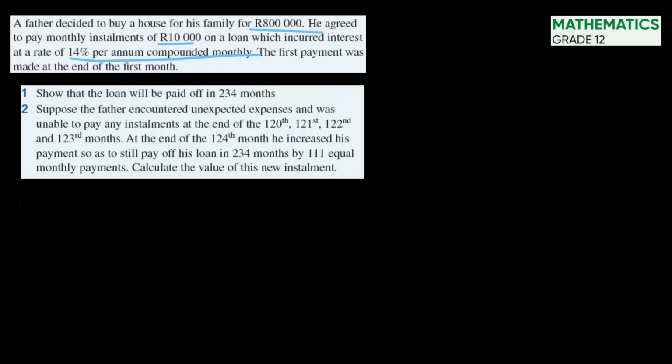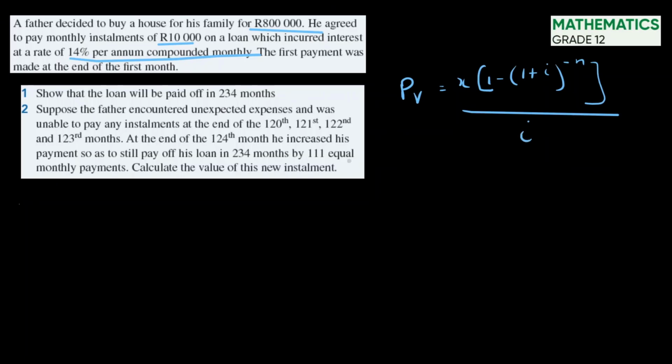So the first question says, show that the loan will be paid off in 234 months. Means that's the duration, or n. So far we have everything because you're dealing with present value. It's important that we write down the formula for present value. So it has to be entirely aligned. This will be 1 minus 1 plus the interest, the power of minus n, and everything divided by the interest.